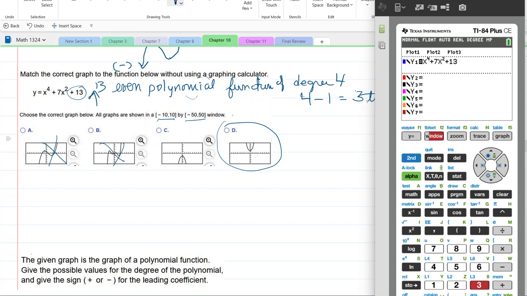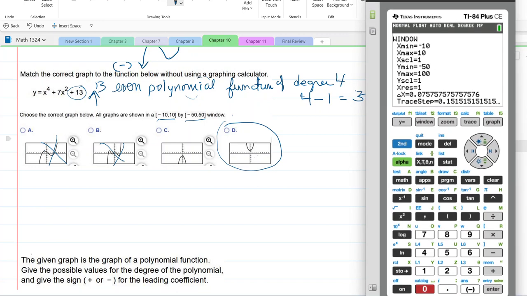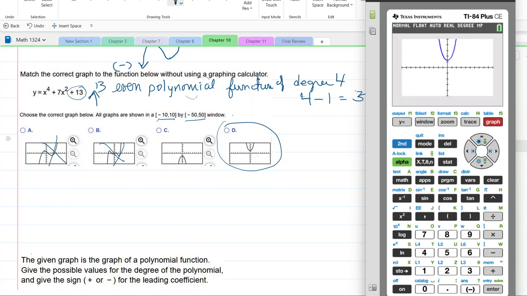All right, so we're going to go to our window, and we're going to do a negative 10 and a 10 and a 1. And here we're going to do a negative 50 and 50. And then we're going to do a positive 50. We're going to do a scale of, 10 is good. So we're going to put a scale of 10. And we're going to graph it. And there it is. So we guessed right that it was there.